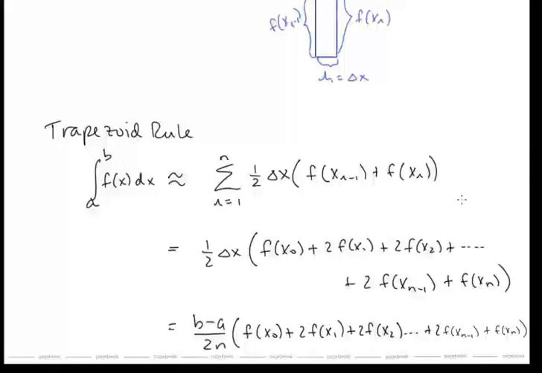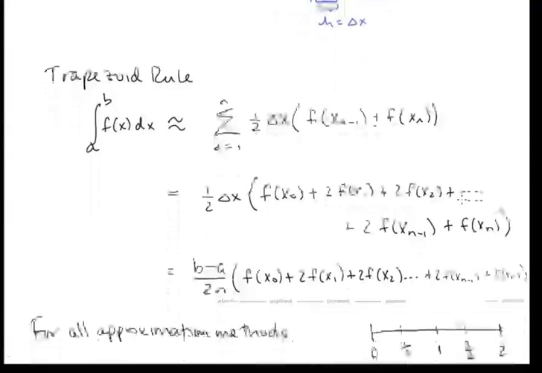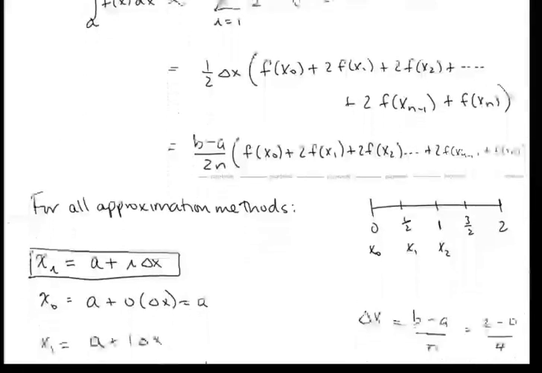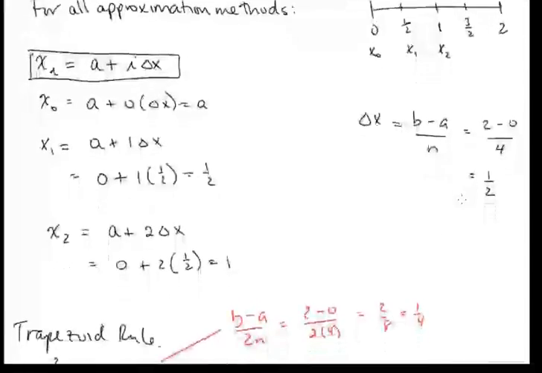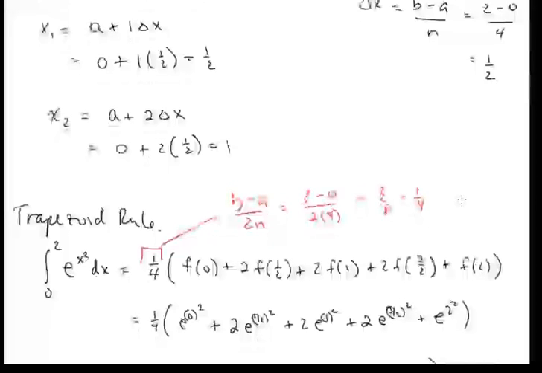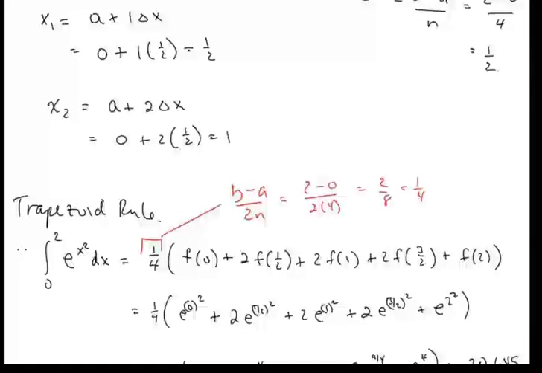So now let's take a look at what this looks like with the example that we were using before. We're integrating e to the x squared over the interval 0, 2, right? So let me just scroll down a little bit. This is the integral that we're looking for, and we want to now use the trapezoid rule.